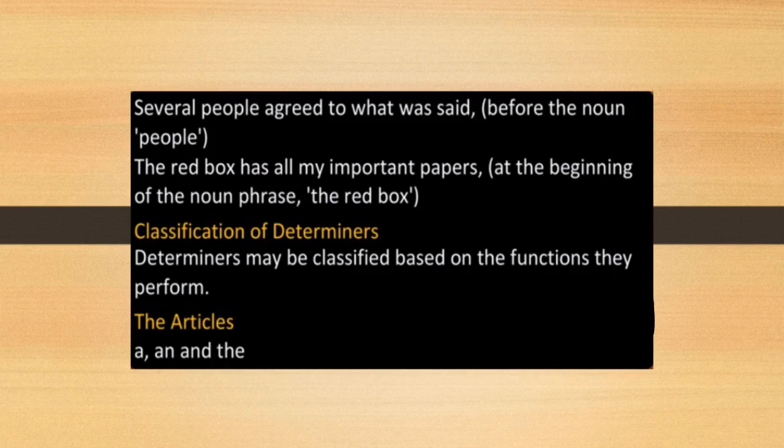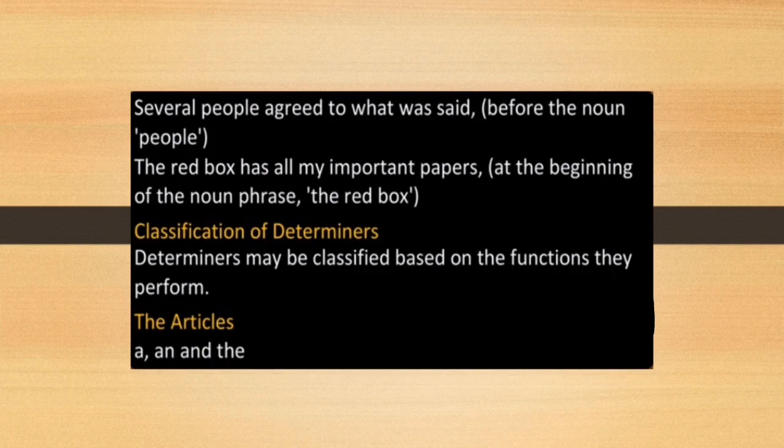Just see the next one. The red box has all my important papers. Okay, now just see at the beginning of the noun phrase red box. Red box is the noun phrase and we have used the before red box. And the is the determiner because it is specifying the red box. Okay, I have already told you, you all know that we have discussed it in the previous class also that we use the to specify things.